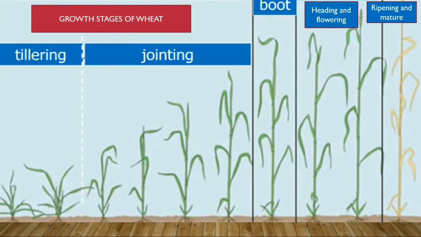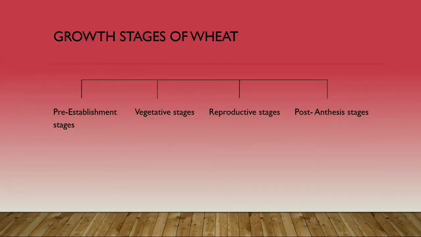Today, let us talk about growth stages of wheat. There are a few growth stages of wheat. They are divided into four stages. First is pre-establishment stages, vegetative stages, reproductive stages, post-anthesis stages.